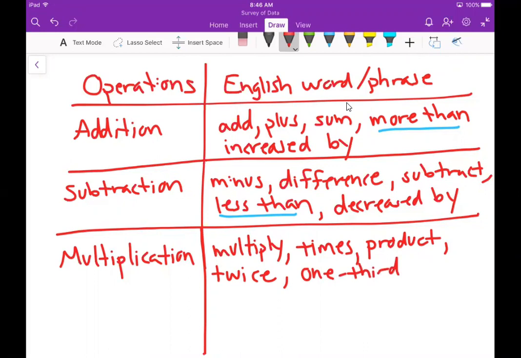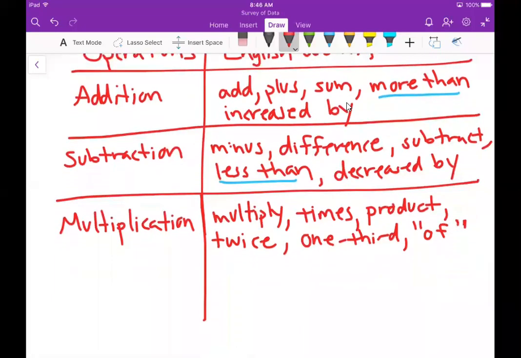Okay, so anytime I talk about twice something or a third or a half of something, you'll hear I'm kind of dropping that word of a lot. So when you see of between talking about two numbers, a lot of the time it's a tip off that multiplication is going on.